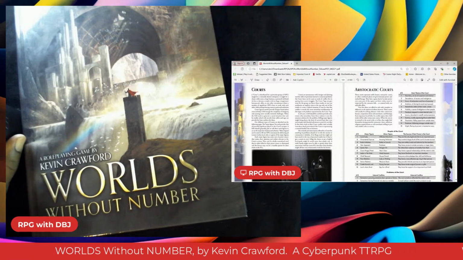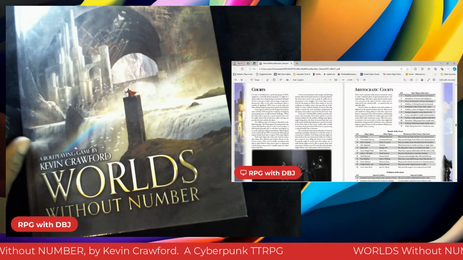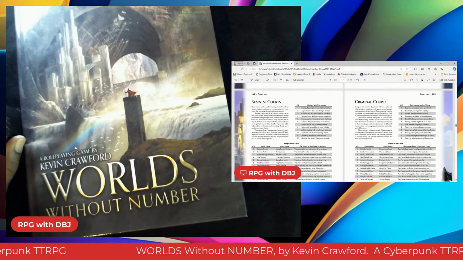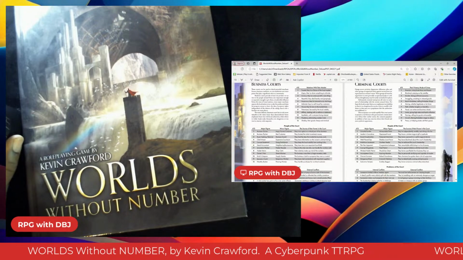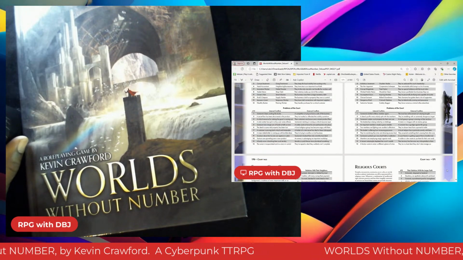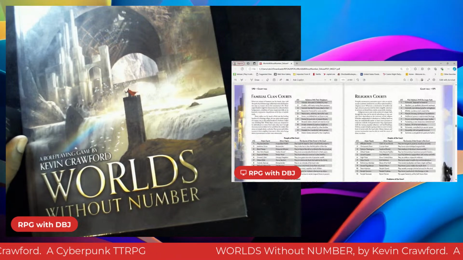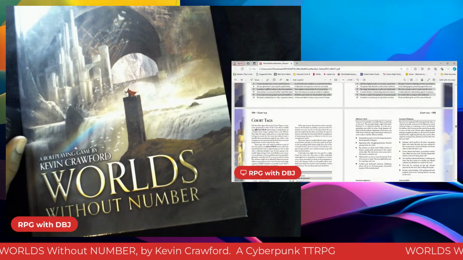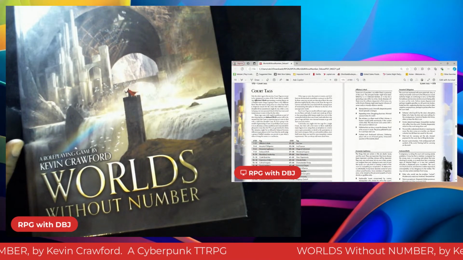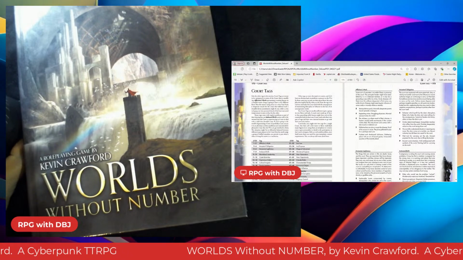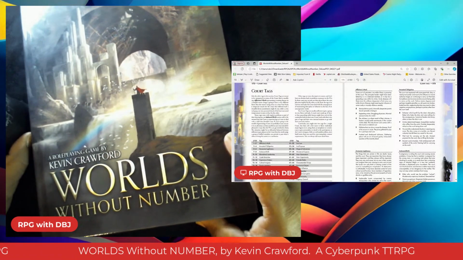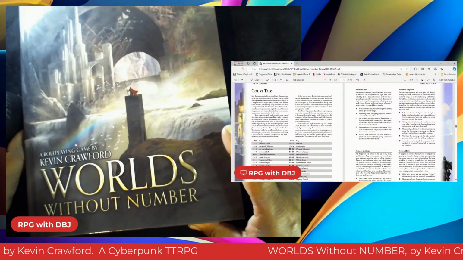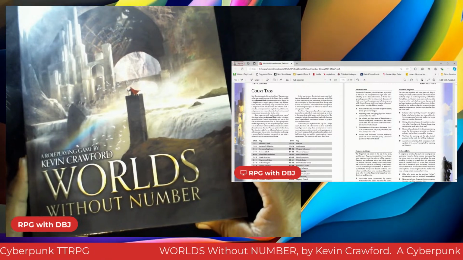Aristocratic courts does the same thing, talks about aristocrats, the courts, got some random tables to get your people here. Business courts, criminal courts, random tables for that. Familial clan courts, religious courts, and then court tags, and then all of the ways you can describe them. Especially if you are running a game that is, dare I say, Game of Thrones-ish, where players have a lot of social and political connections.